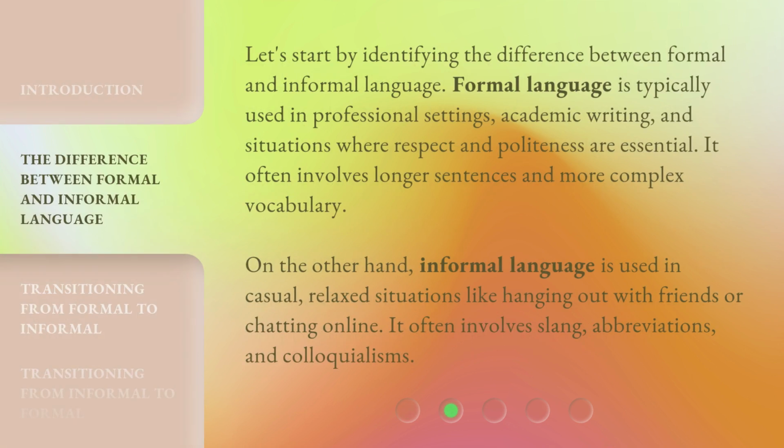Let's start by identifying the difference between formal and informal language. Formal language is typically used in professional settings, academic writing, and situations where respect and politeness are essential. It often involves longer sentences and more complex vocabulary. On the other hand, informal language is used in casual, relaxed situations like hanging out with friends or chatting online. It often involves slang, abbreviations, and colloquialisms.